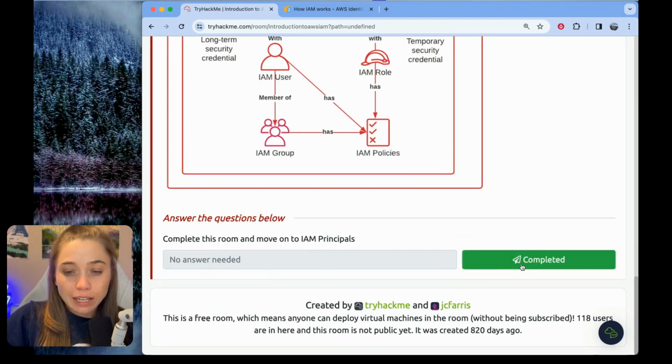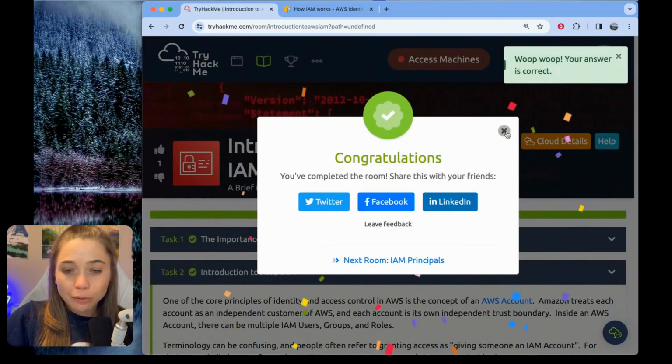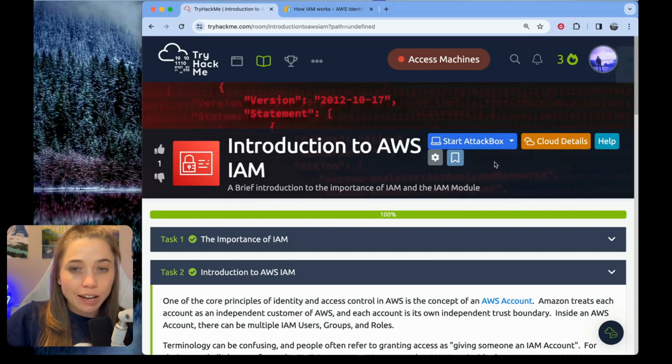So we scroll down here, and once again, no flag or anything. We just hit completed, and there we go. Okay, whoop, whoop. Another room down, very nicely done. We didn't have to spin up any of these machines, so that's interesting. I thought we were probably going to have to, but I'm sure we're going to soon.